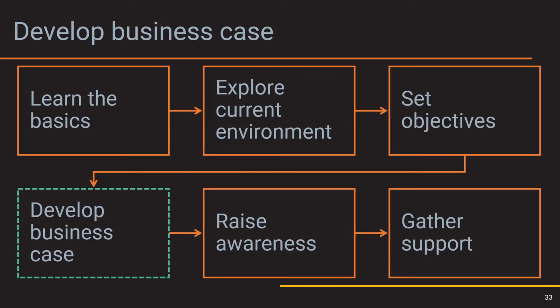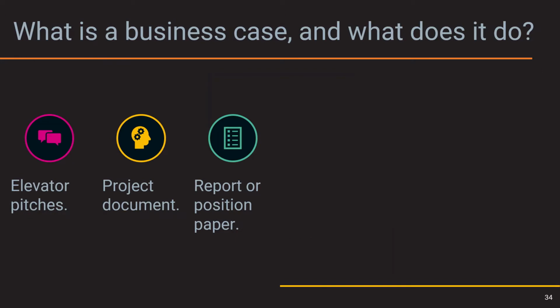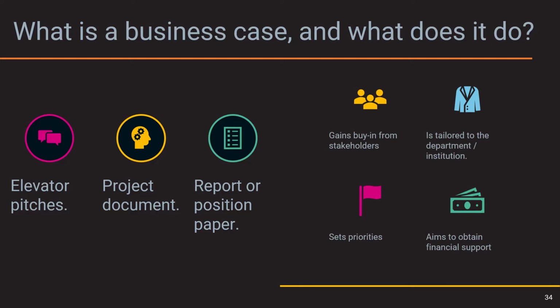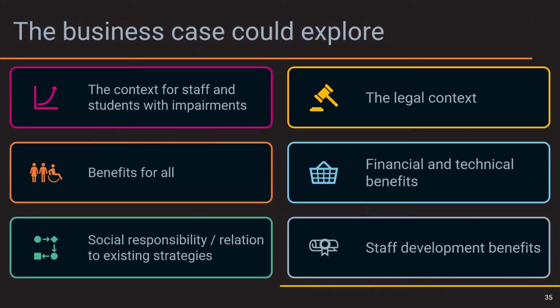A strong business case helps gain buy-in from stakeholders and can make accessibility a departmental priority. What is a business case? It might only be a stockpile of arguments or elevator pitches that you use as you make your case, or it could be a project business case based on standard documentation, or a report or position paper. Regardless, the aims are that through your arguments being tailored to your department, you can gain buy-in, set accessibility as a priority, and ideally aim to obtain financial support.